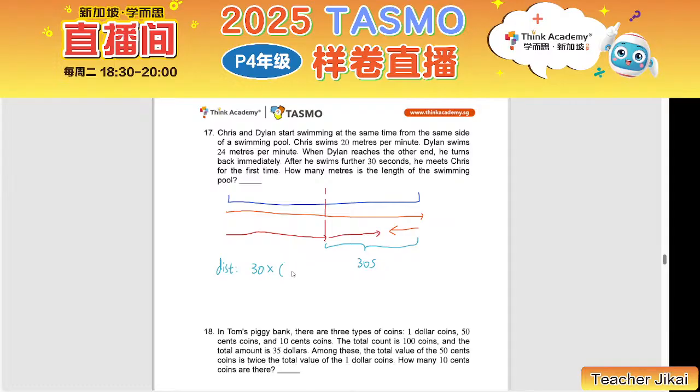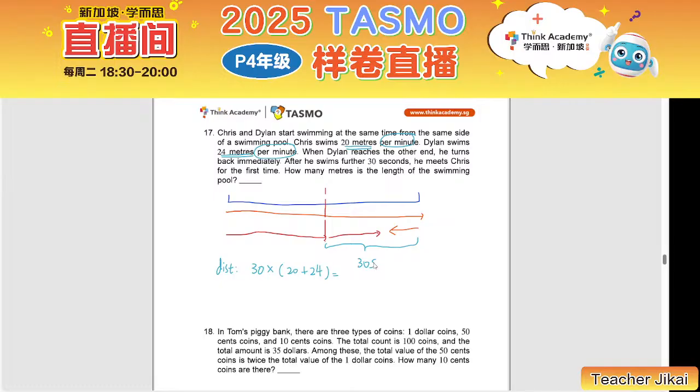For Chris here, we know it is 20 meters per minute. And for Dylan, 24. Right? So we know the total distance here is 30 times 20 plus 24. Is that correct? If you do it, you will get a wrong answer. Why? Because you can see it is 20 meters per minute and 24 meters per minute.